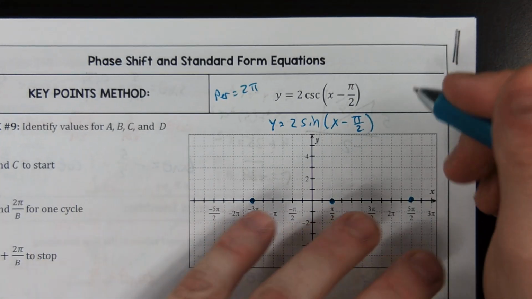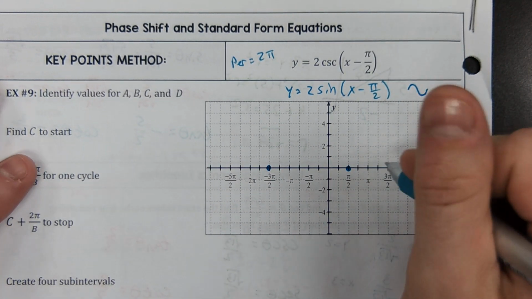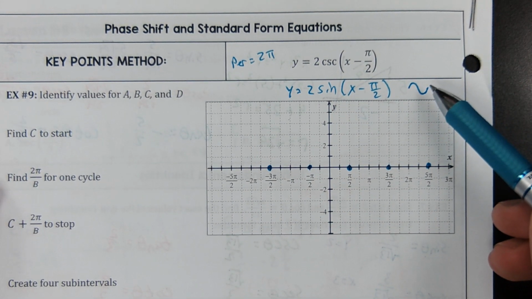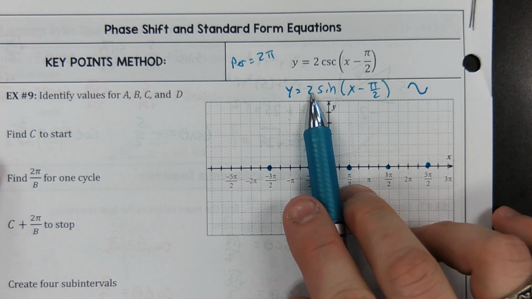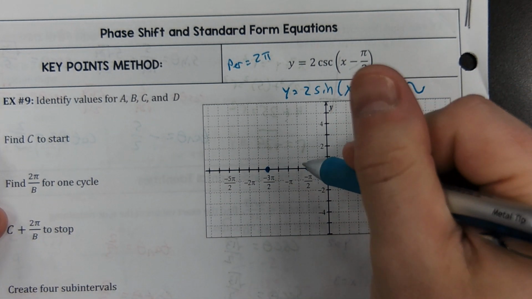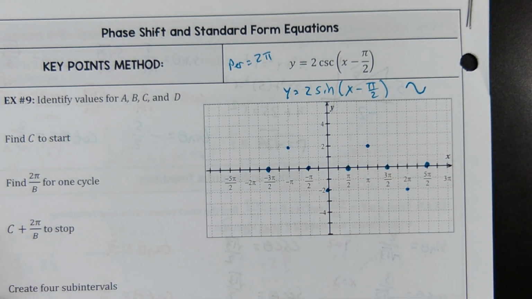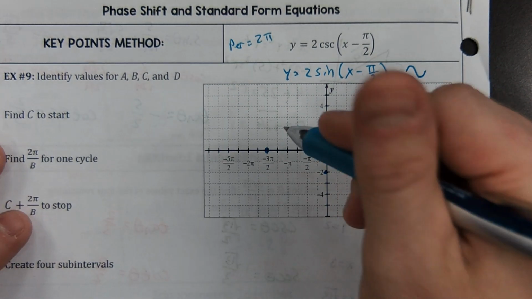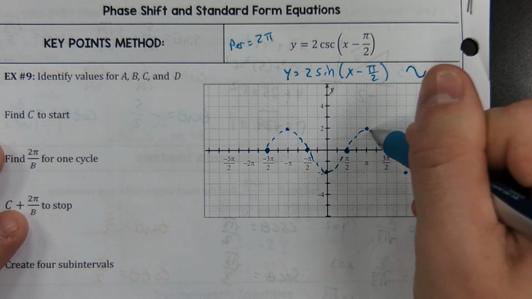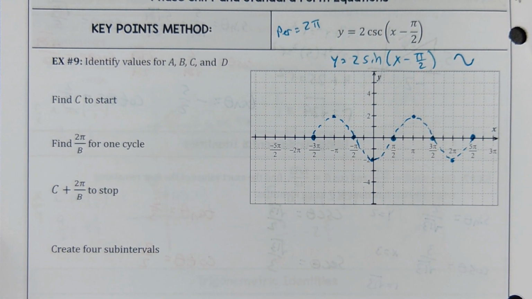A positive sine graph is shaped like this. So halfway between the beginning and the end, we'll be on that midline again, and we're going to go up to a maximum. Our amplitude of this thing is 2. I say that's enough. There is my ghost reciprocal wave.